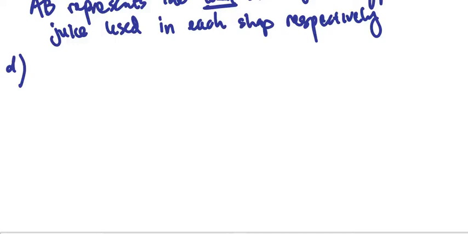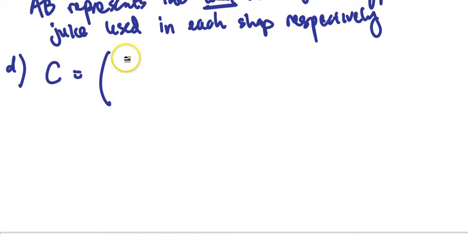Okay, now let's look at question D. The question just gets more and more exciting. I'll give you more information. In D, you are shown the selling price and the cost price of each fruit juice. So you can represent the data by a matrix C.